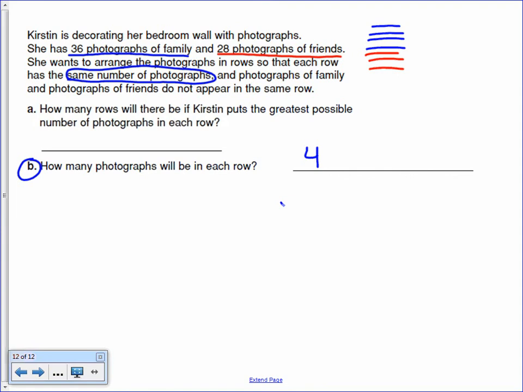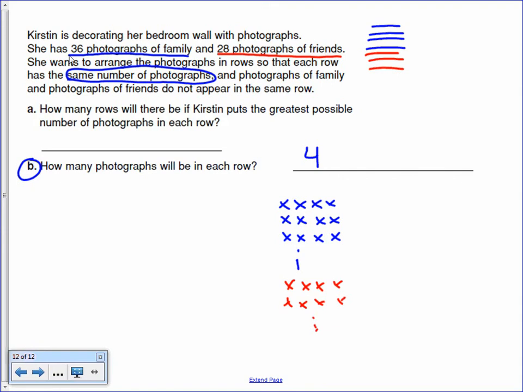So it's going to look something like this. So with the family, I got 1, 2, 3, 4. Another row, 1, 2, 3, 4, and so on and so forth. And that continues. And then the photographs of friends, 1, 2, 3, 4, 1, 2, 3, 4, and so on and so forth.